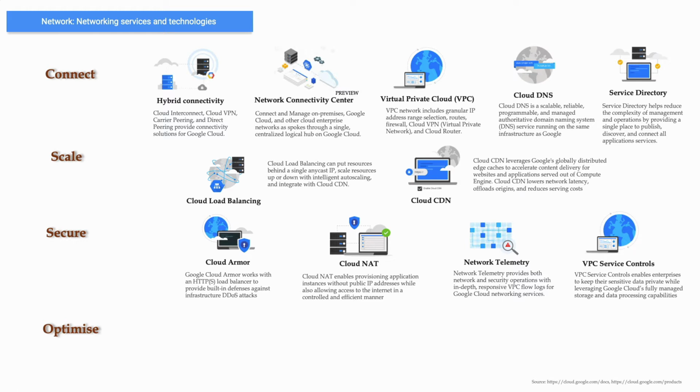Then you have network telemetry. It keeps your services secure with in-depth network telemetry. It can identify traffic and access patterns that may impose security or operational risks to your organization. Then you have VPC Service Controls, which allows users to define a security perimeter for API-based services.